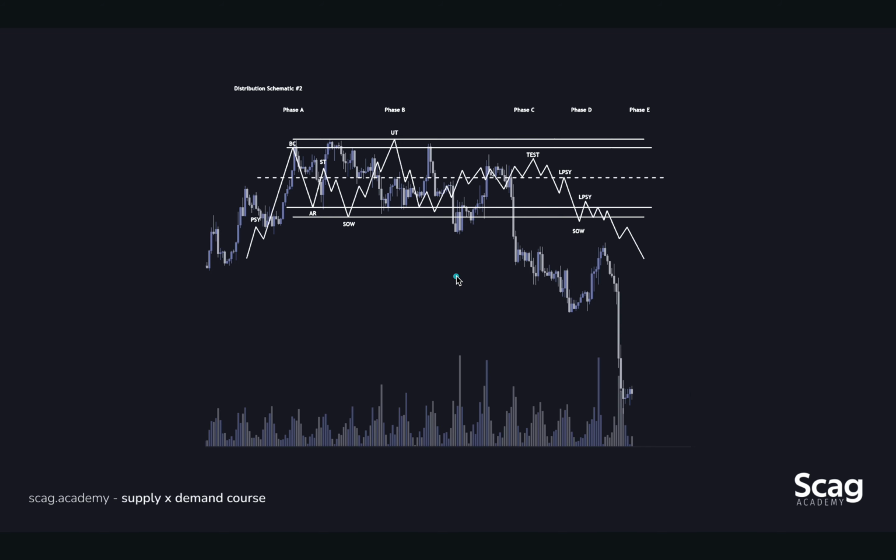All right, so that's distribution schematic number 2, again with no spring. All right, no out of the range push.